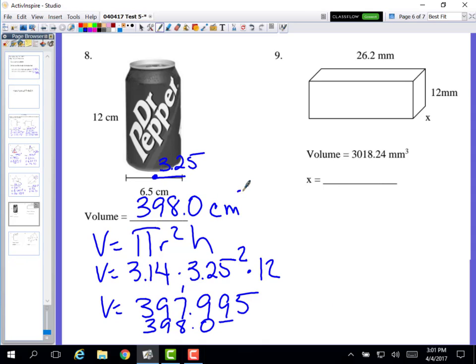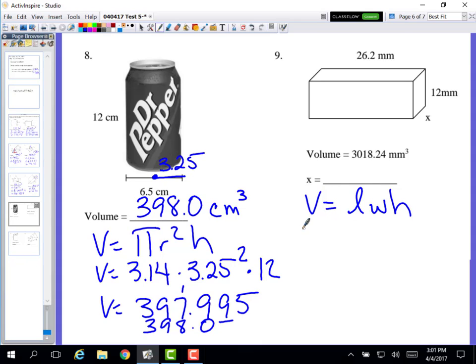And yes, we typically leave the 0.0 to show that this was a rounded answer and not exactly 398 in centimeters cubed. Now on number 9, I gave you a volume and asked you to find the missing part. So this is where we have to use a little algebra and work backwards. So we plug in our formula, where our formula is volume is equal to, with a rectangular prism, length times width times height.